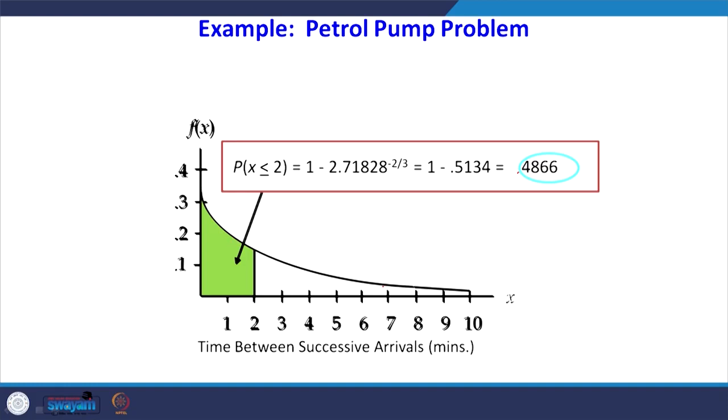Suppose you want to find out the probability that the time between two successive arrivals of vehicles is less than 7 minutes. The probability will increase. So, when x increases, there are more chances that the time between two successive arrivals is this much. So, what I am saying, this is a way to interpret the exponential distribution.